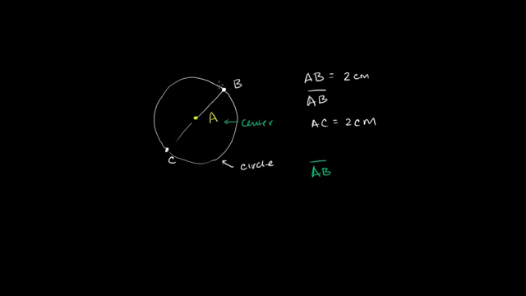Remember, the circle itself is all the points that are equal distance from the center. So AB, any line segment, I should say, that connects the center to a point on the circle, we would call a radius. And so the length of the radius AB over here is equal to 2 centimeters. And you're probably already familiar with the word radius, but I'm just being a little bit more formal.